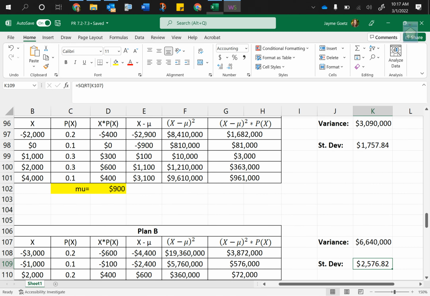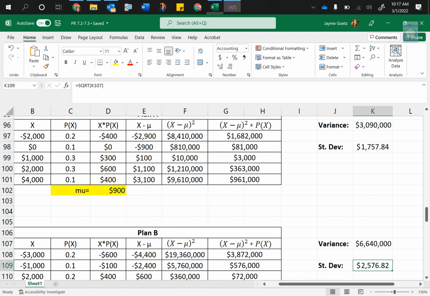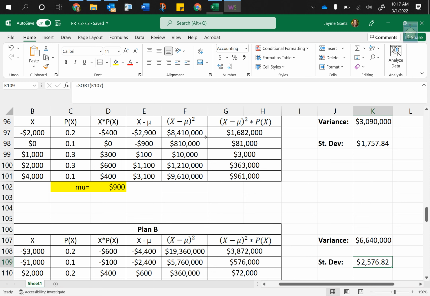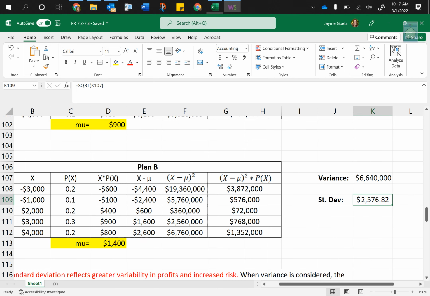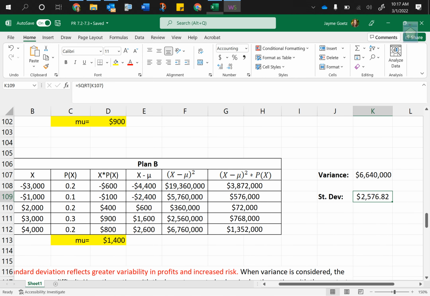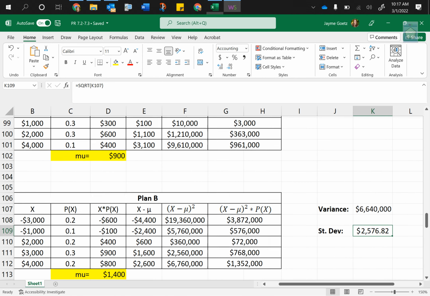So, comparing the two variances, which one has more variance? Which one has more risk? Plan A or Plan B? Plan B has the higher variance, so it has the higher risk. So yes, in the long run, it would have the higher payout, but it also has the greater risk.